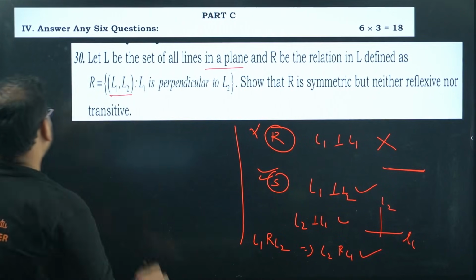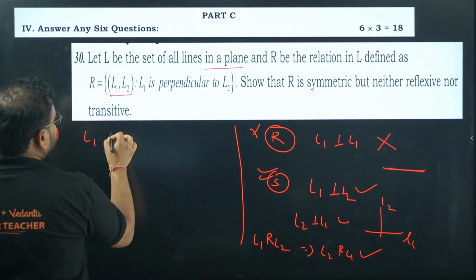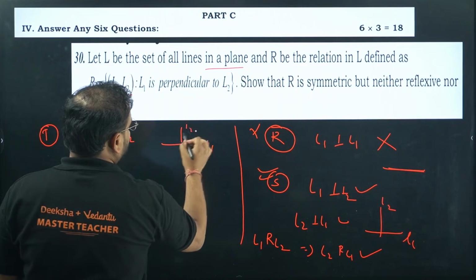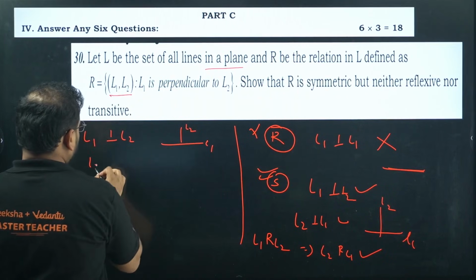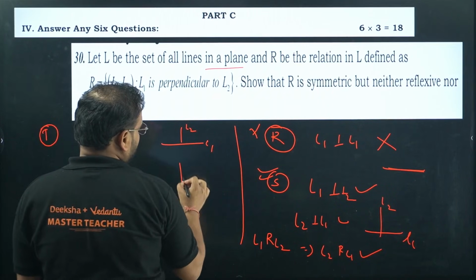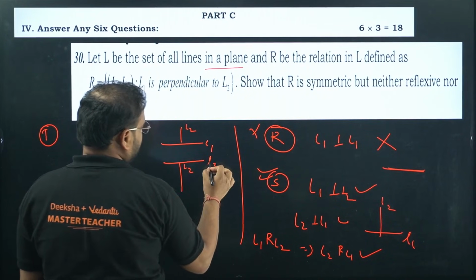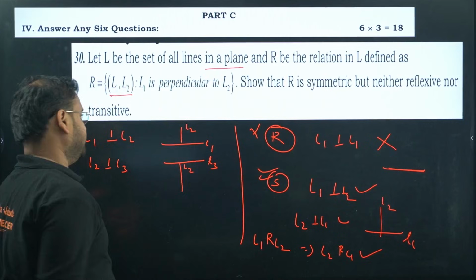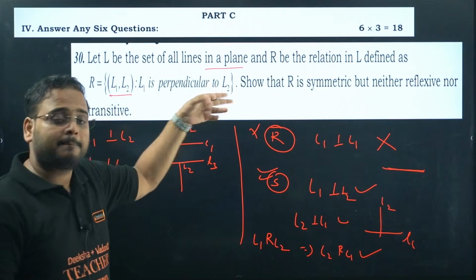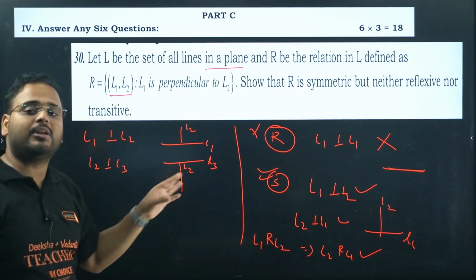What about transitive, sir? Check here. L1 is perpendicular to L2. Okay, sir. L1 and L2 perpendicular. L2 is perpendicular to L3. Check here, sir. So we have L2 over here, no? It is perpendicular to another line, L3. Don't forget they are in the same plane, because if it was not in the same plane, then the story will be different. Means L3 is in the same plane as L2 and L1, okay?